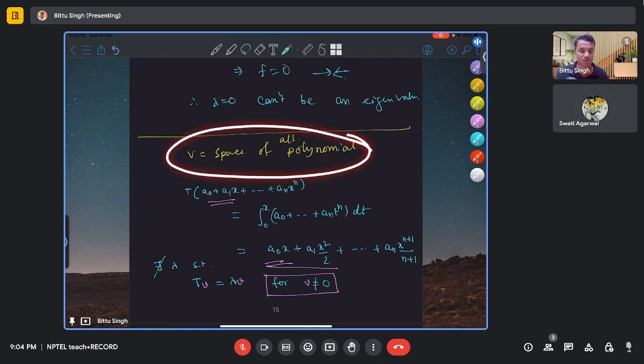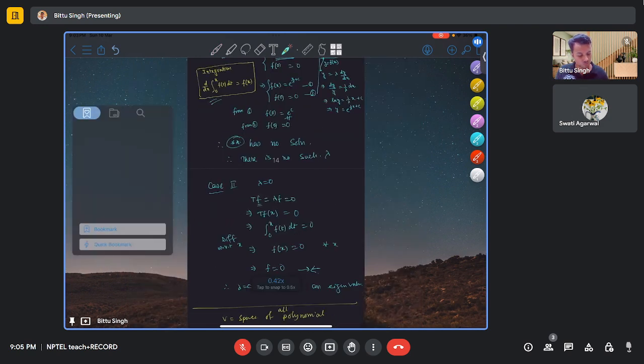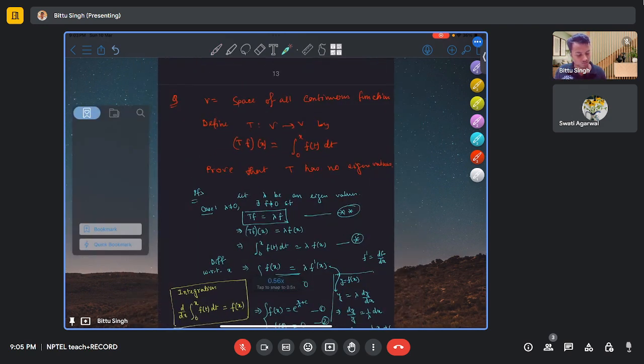For the restrictive version it is clear, because we are only considering polynomials, but this is actually a generalization of this fact, because instead of polynomials we can consider continuous functions also. Even for this case there is no eigenvalue. Okay, so is there any question?